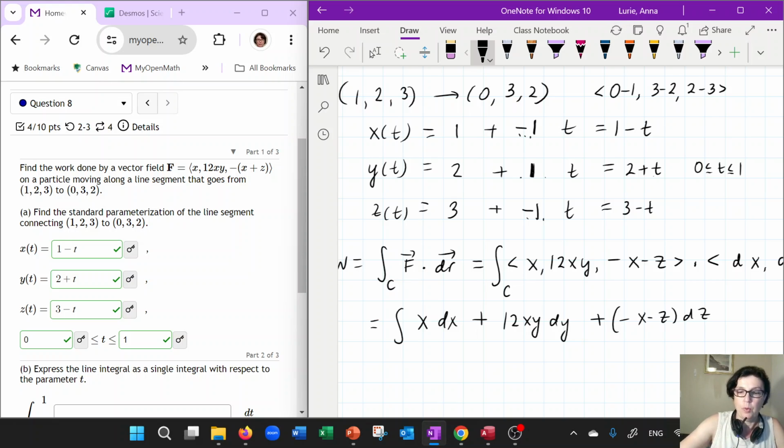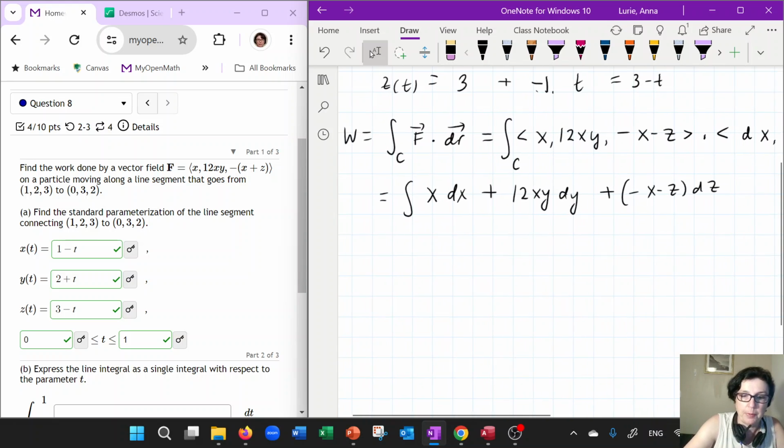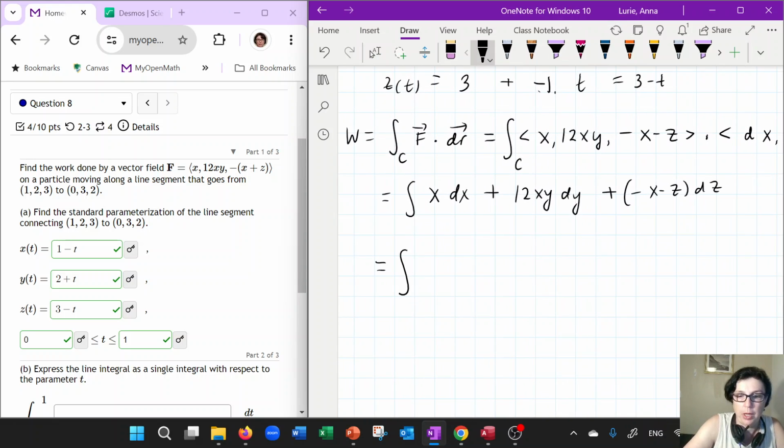Okay, now what is what here? So let's convert this to a regular dt integral. First, we're using the parameterization we just found in part A. So the limits are going to be from 0 to 1. Then instead of x, we are plugging in what we get from the parameterization. So that's 1 minus t. Instead of dx, think derivative of x. So what is derivative of x when x is 1 minus t? Well, that would be negative 1.